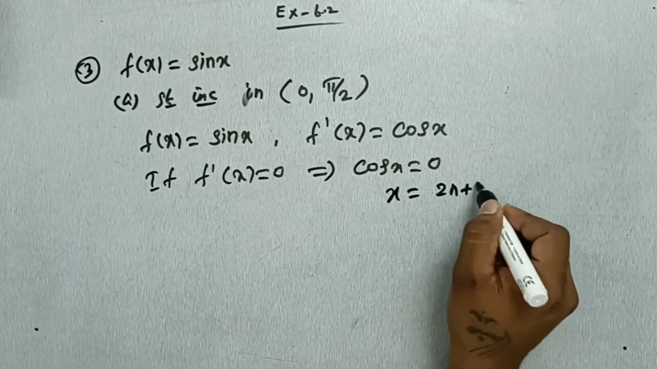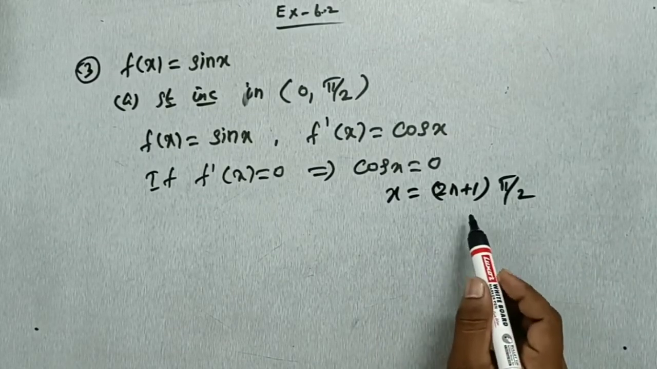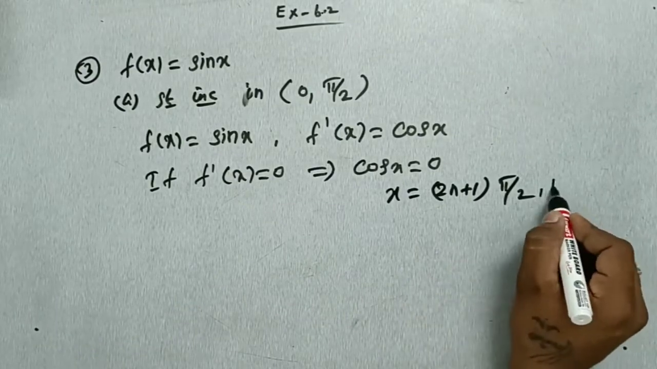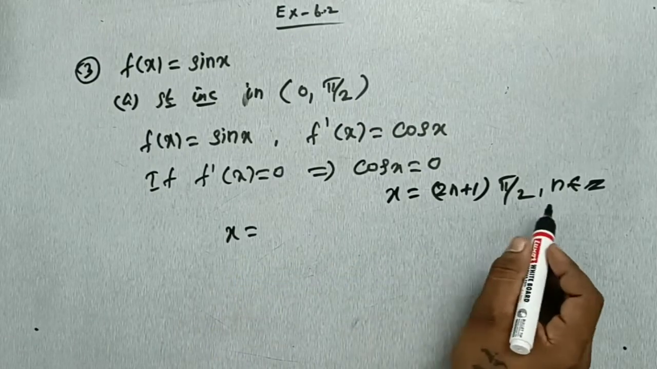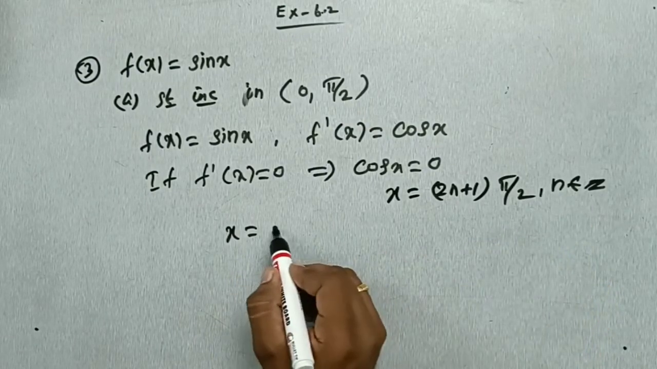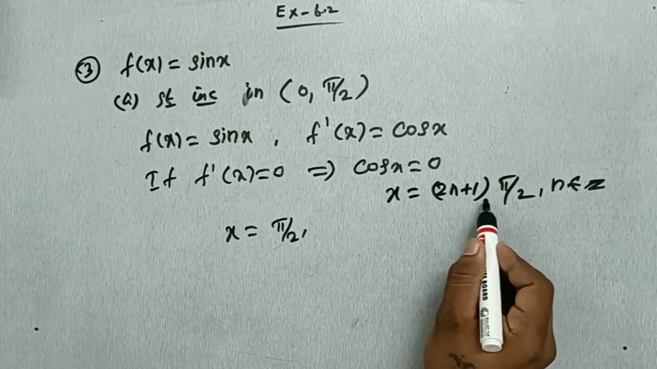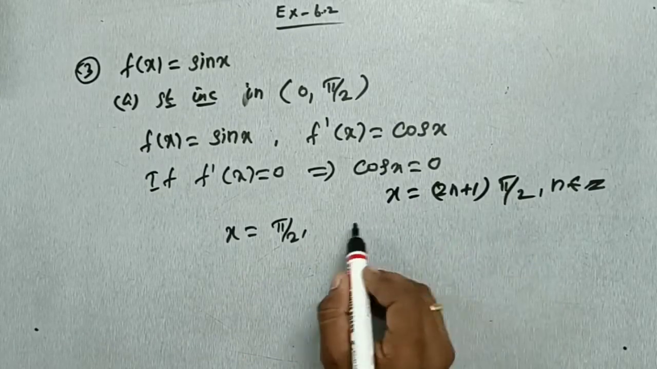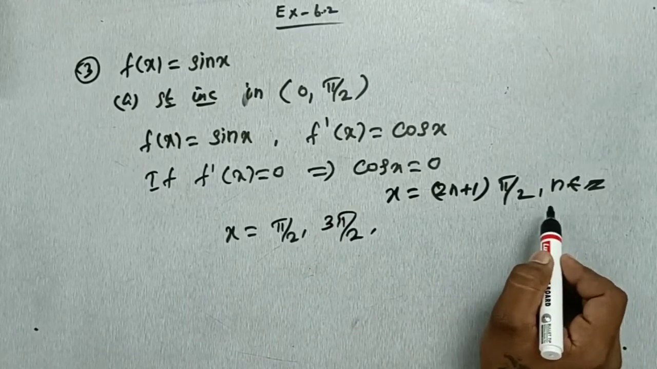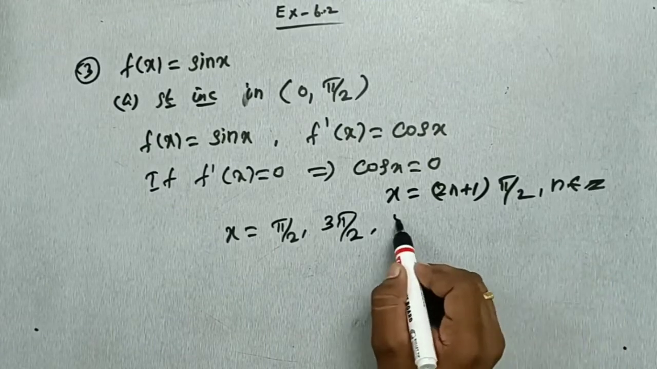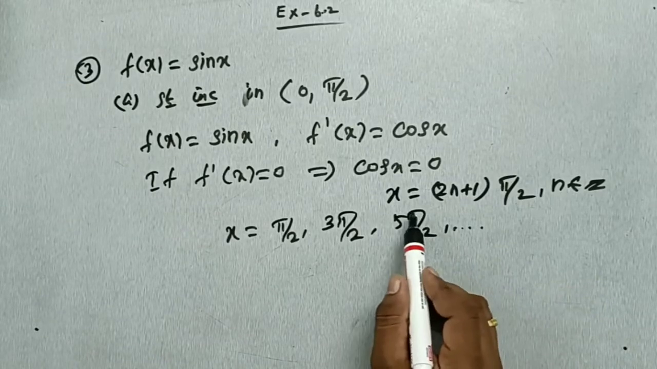x equal to (2n plus 1) pi by 2. So (2n plus 1) pi by 2 means, taking n value as an integer, what values will x satisfy? At n equal to 0 we get pi by 2. N equal to 1 means 2 plus 1, 3 pi by 2 will come. If we take n equal to 2, we will get 5 pi by 2, etc. So at these values cos will be 0.